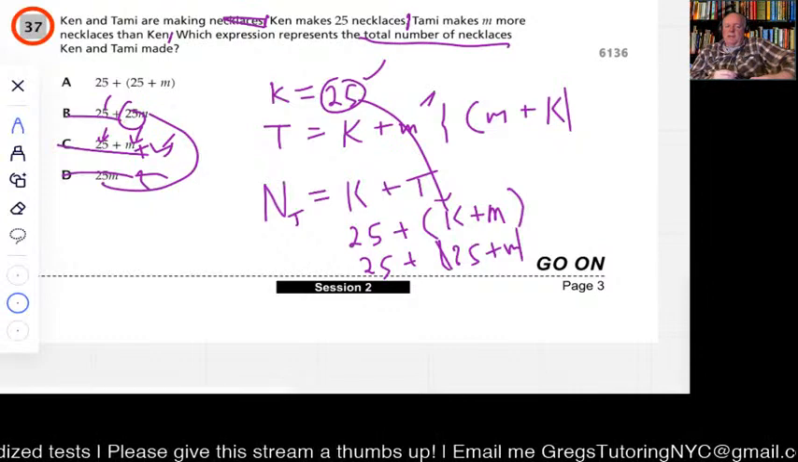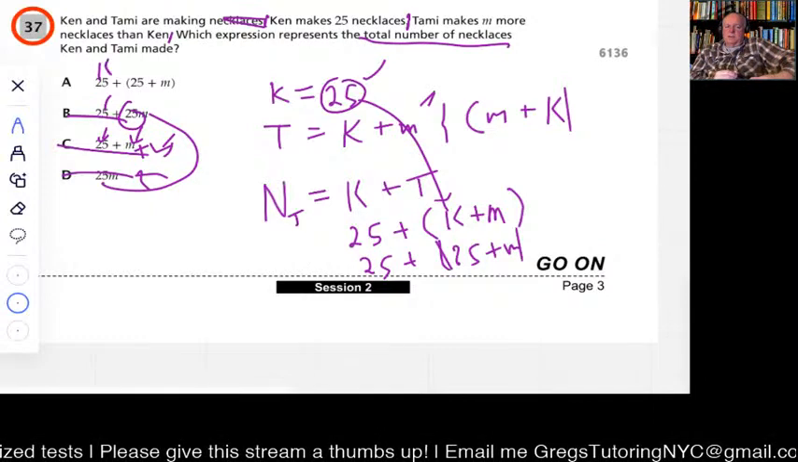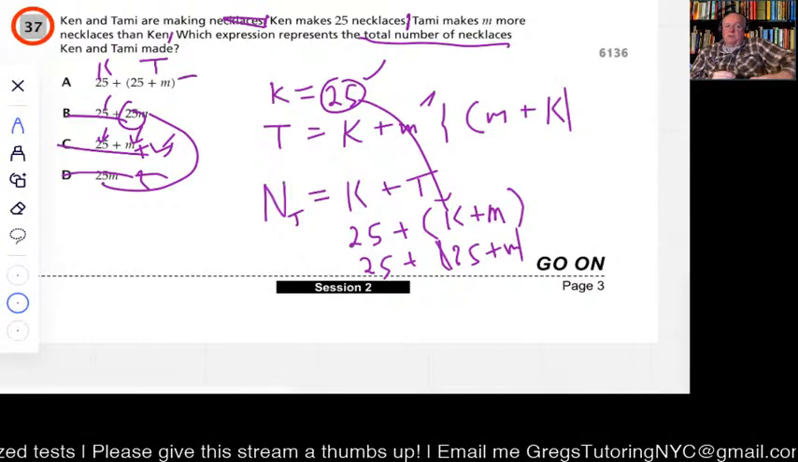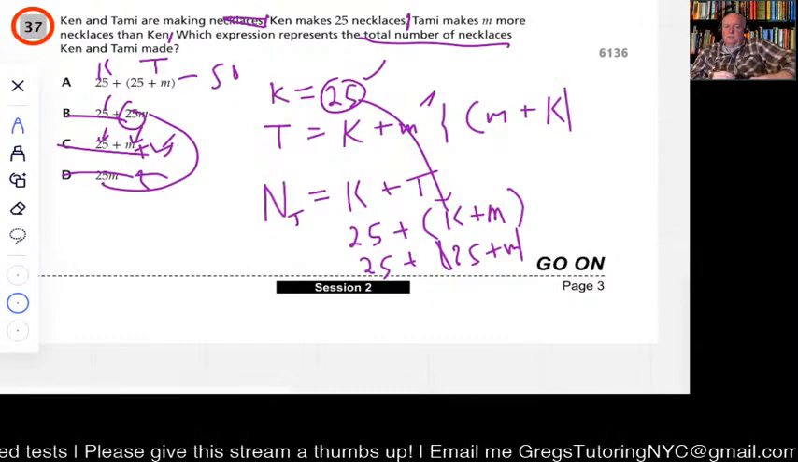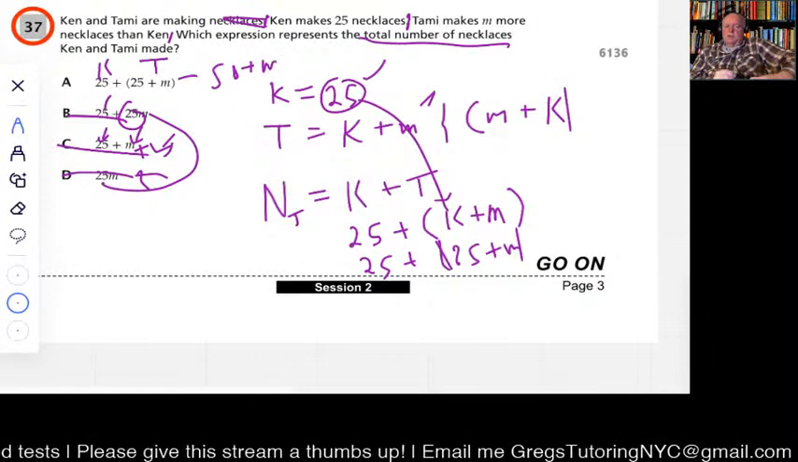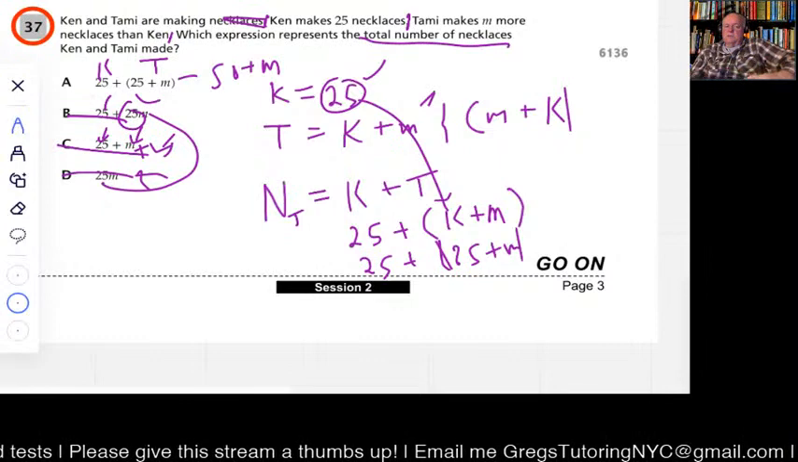And then A makes perfect sense. This is Ken, that's Tammy, and we can add them together. Of course, the answer could have been 50 plus M, right? If we simplified it, if we combined the expression. That's a possibility there. We could have flipped the 2 of these, right? So that's some of the choices there as well.